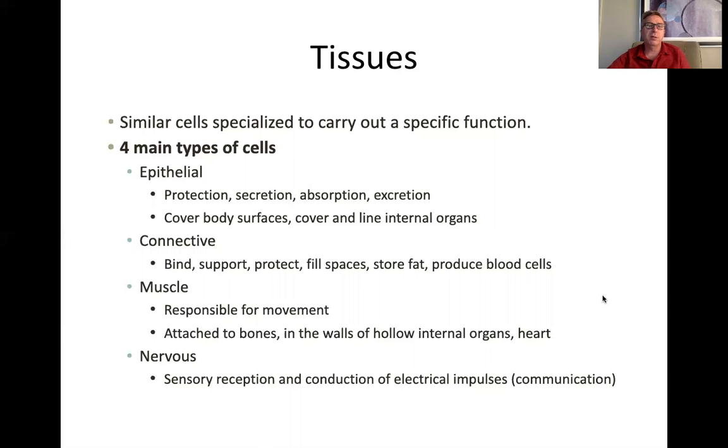And then the nervous tissue, primarily communication, right? Sensory reception and conduction of electrical impulses. And then those are the three: brain, spinal cord, and nerves. Those are the three parts of the nervous system.